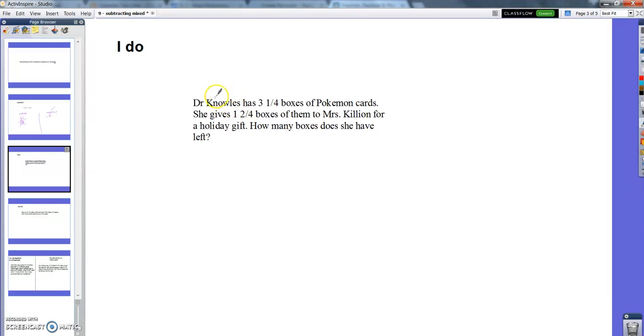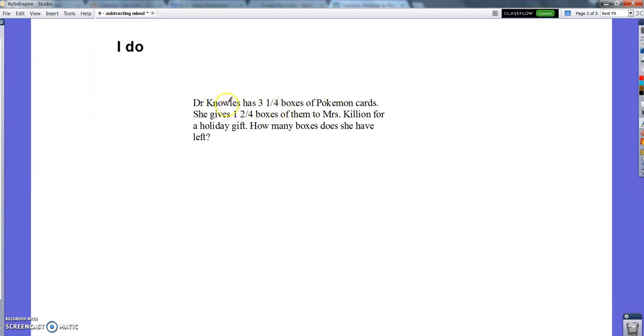All right, so here's Dr. Knoll's Pokemon cards. She gives 1 2/4 boxes to Miss Killian. How many does she have left? So I'm trying to do 3 1/4 minus 1 2/4, and I'm going to use a number line to do it today.